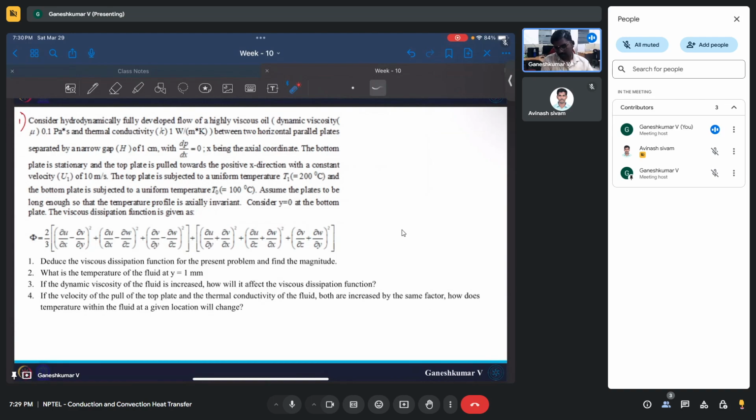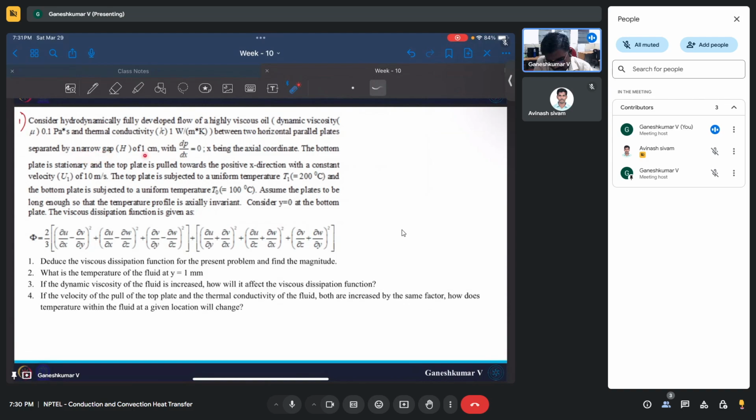All right. So the question that we have here is, consider a hydrodynamically fully developed flow of a highly viscous oil. As I said, it's viscous dissipation. You can take a viscous oil flowing between parallel plates, or between two bearings, right? The oil's viscosity and thermal conductivity are given, and they approximate it as flow between two horizontal parallel plates with a narrow gap. Which means viscous dissipation is important.